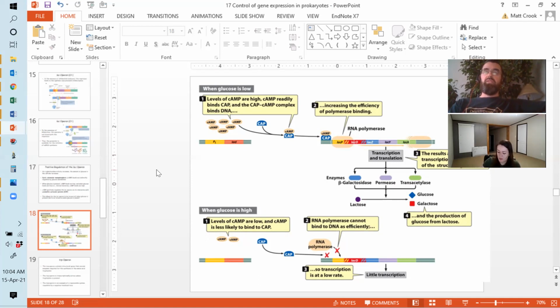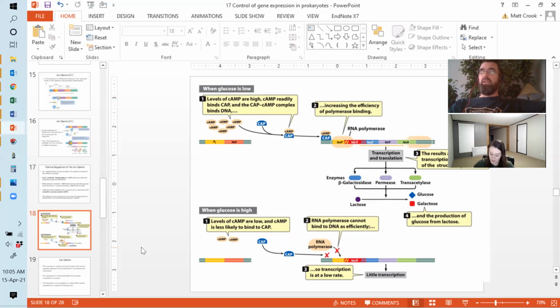Okay, and I really want you to get these concepts because it's very hard to understand what's going on otherwise. It's just a bunch of words. Okay, cool. Now the trp operon is much more complicated. Sorry about that.